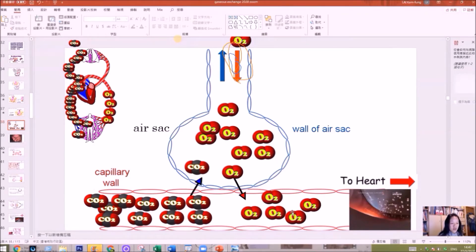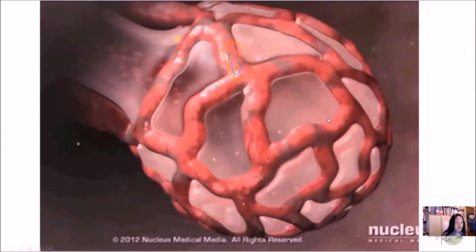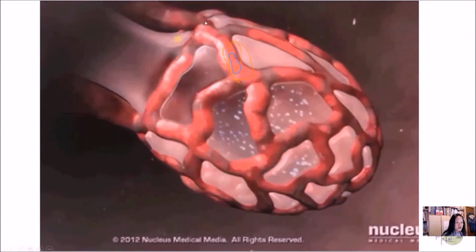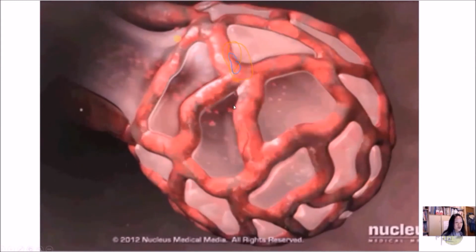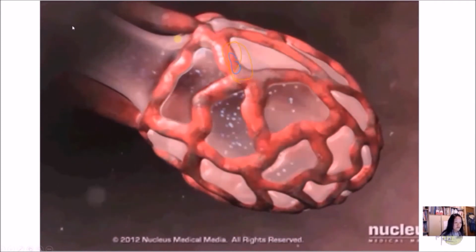How can we maintain a low concentration of oxygen in the blood? We have the pumping action of the heart, so the oxygen will be carried away. So when the oxygen enters the lungs, it will be carried away. Therefore, there is a low concentration here. So this is the air sac, and the air sac is surrounded by a lot of capillaries. It acts like a balloon, which inflates when you breathe in and deflates when you breathe out.